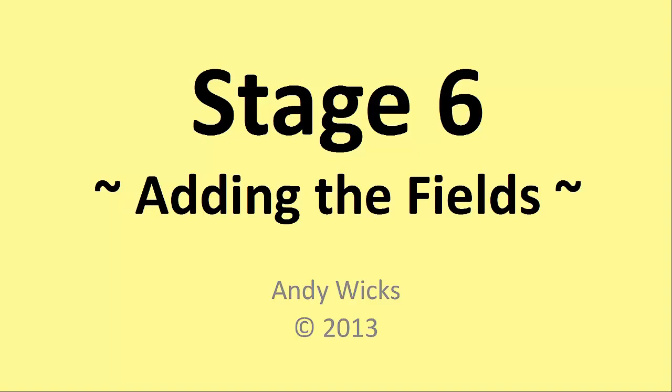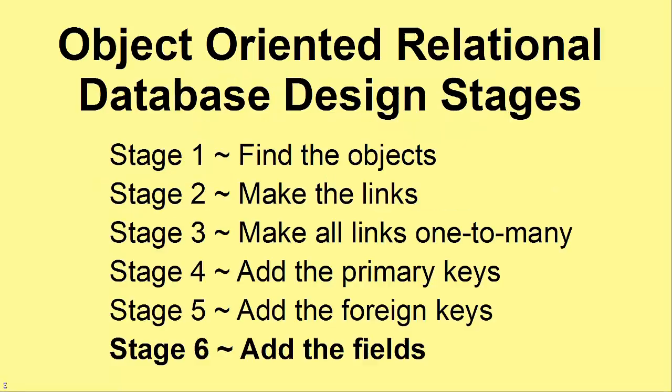My name's Andy Wicks, and in this video, we're going to be looking at this final stage of adding the fields. So far, we've found the objects in the second-hand bookshop example. We've made the links between the objects. We've made sure that all links are one-to-many. And we've seen how to add both primary keys and foreign keys. Now we're going to add the fields.